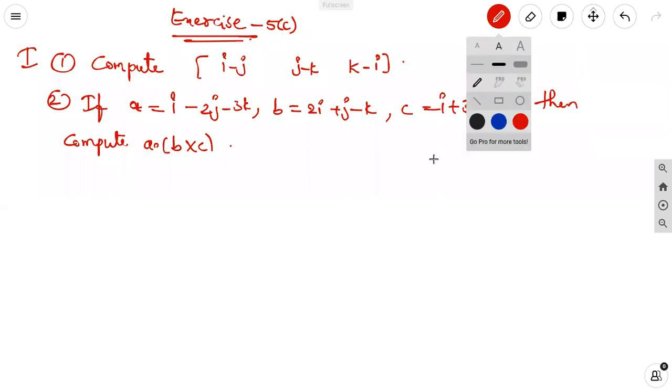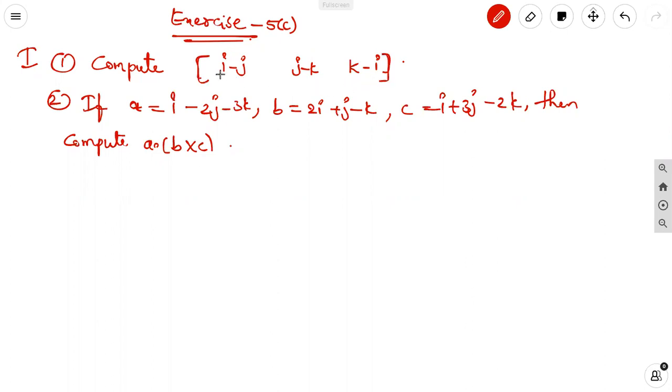Let us discuss some problems on exercise 5C. In that, the first problem is compute the volume, that is in the closed brackets. Means we can find the determinant of the three vectors i minus j, j minus k, k minus i. The second one is, if they have given three vectors, to find A dot (B cross C).